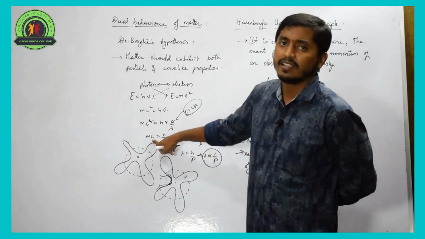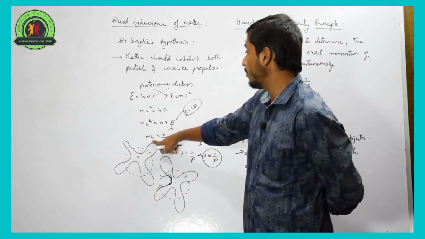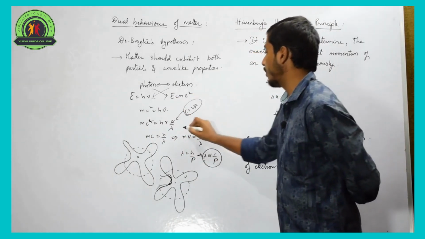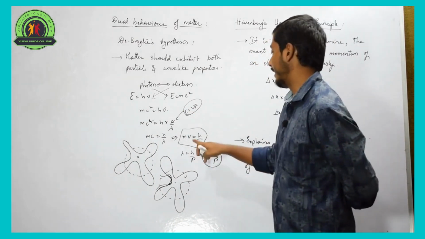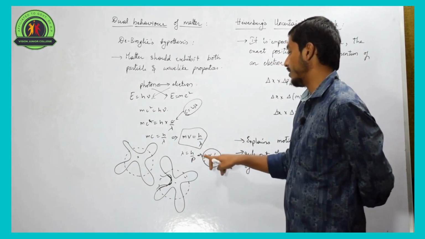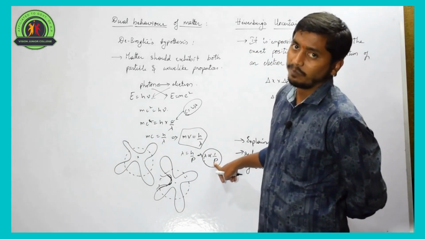What is the c here? c is nothing but the velocity of light. He assumed it to be the velocity of an electron, then he wrote it as mv is equal to h by lambda. Then he tells that lambda is equal to h by p, where this wavelength is always inversely proportional to the momentum, right.